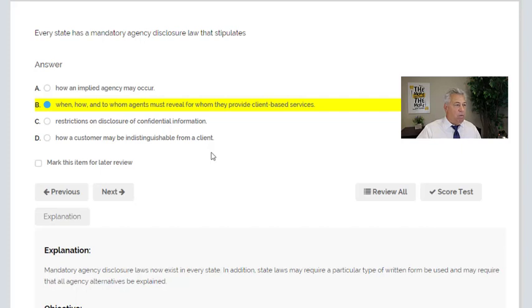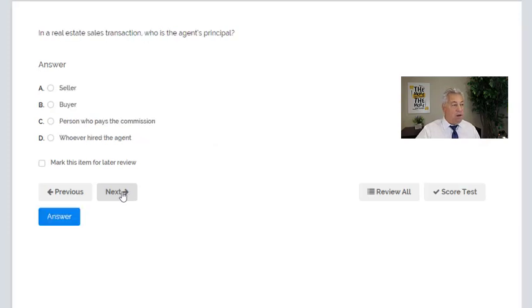When we discuss a property with an unrepresented buyer, we have to make sure that buyer understands that now we're not representing them, we're representing the other party in this transaction. We always disclose who we represent to the unrepresented third party.